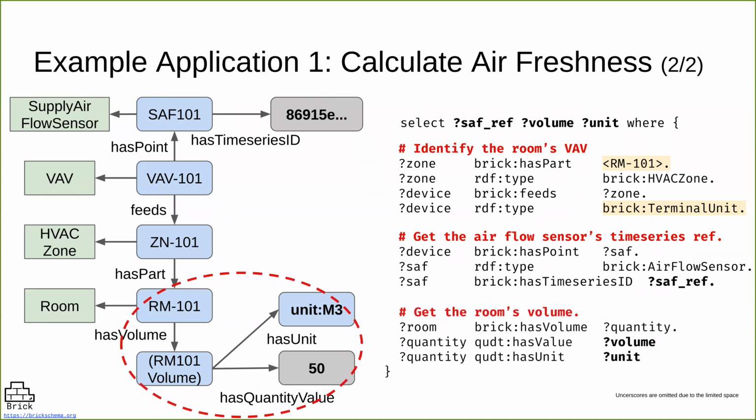We can also find the room's volume by Brick's newly introduced feature of scalar properties. We are explicitly modeling units as well, so any application can unambiguously interpret the values. So now we can retrieve the air flow rate from the time series database, and the volume of the room is known, so we can calculate the air change.